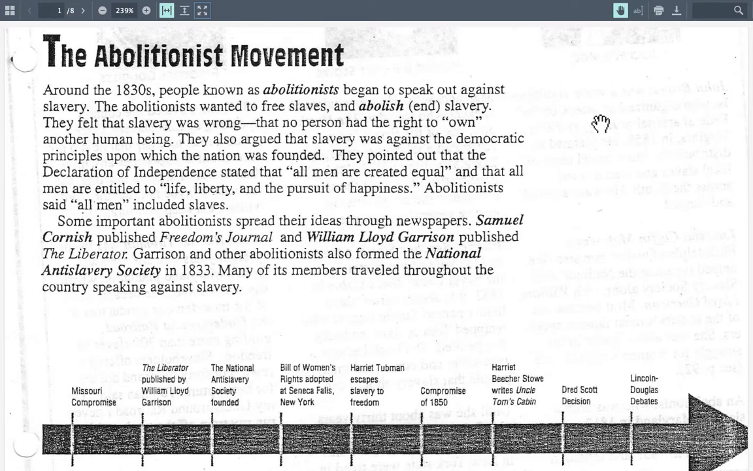Some important abolitionists spread their ideas through newspapers. Samuel Cornish published Freedom's Journal, and William Lloyd Garrison published The Liberator. Garrison and other abolitionists also formed the National Anti-Slavery Society in 1833. Many of its members traveled throughout the country speaking against slavery.